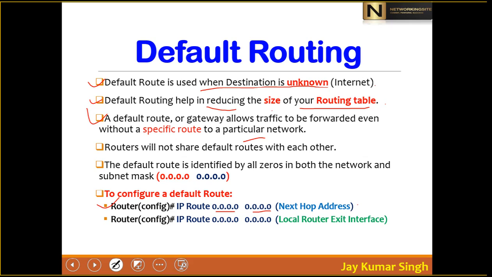The packet, when forwarded from your system to the ISP, reaches an ISP that has all the routes, and that's why it provides you reachability. Here routers will not share default routes with their connected neighbors. So here you have to define your own default route.